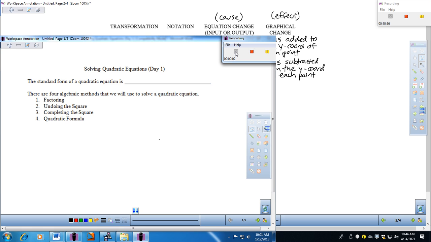Welcome. Today's notes worksheet is entitled Solving Quadratic Equations Day 1. The quadratic equation is probably the most common type of equation that we would see at this level. And some of the techniques that we're going to be using here will certainly be used in a variety of other topics over the course of this semester. So let's see if we can perfect those to the best of our abilities.